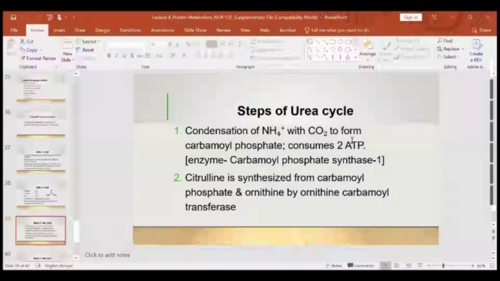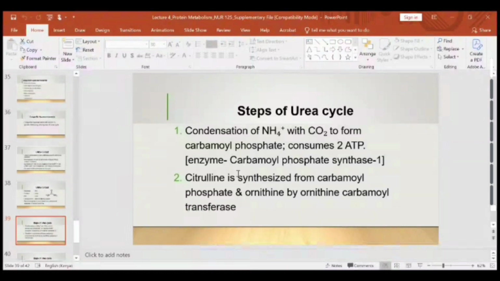So the first step: ammonium and CO2 are condensed to form what we call carbamoyl phosphate, and that process utilizes 2 ATP molecules, and you require an enzyme called carbamoyl phosphate synthase 1. So in the first step, carbamoyl phosphate is generated from ammonium and CO2. These two are condensed, and ATP is utilized. That's the first step of the urea cycle.